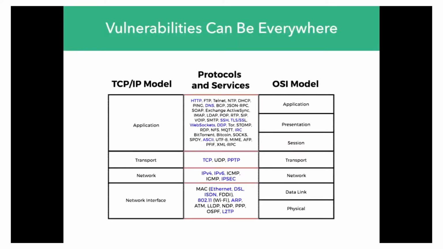Vulnerabilities can be everywhere. So this is a not very beautiful thing I made in draw.io, which is Google's old drawing thing, that has the layers of the TCP/IP model and the OSI model, which are the two networking stacks. The models represent those. And you can see all the protocols and services within each layer. I've highlighted in blue some of the more important ones that you deal with more often.